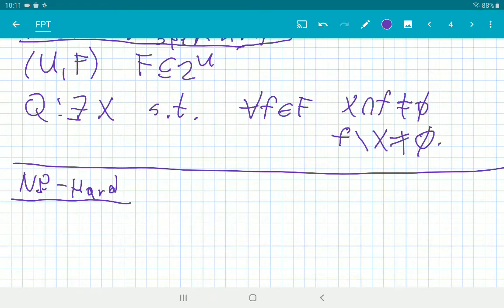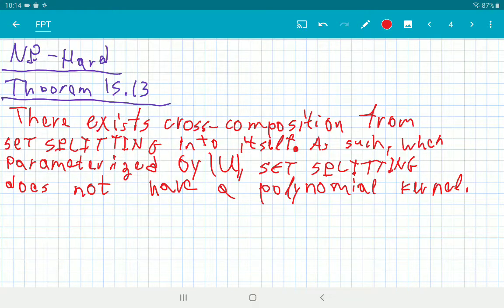But we want to prove that it doesn't have a small kernel. So to this end, we get the following result. Theorem. Set splitting has an OR cross composition, as we will show. And as such, it does not have a polynomial kernel, unless, you know, pigs can fly and stuff like that, which is computationally unlikely. And the important thing here is that the parameter is the size of the universe, which is kind of interesting.